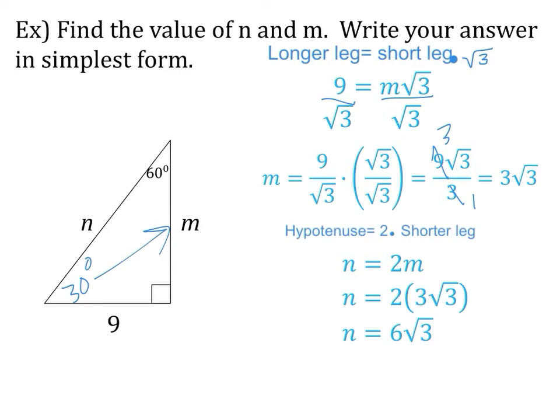So here to find n, we know that the hypotenuse is always equal to twice the length of the shorter leg. So we substitute n for the hypotenuse, and then 2 times m, the shorter leg. We just figured out m, which is 3 square root of 3, so we're going to substitute 3 square root of 3 in place of m. And here we have a 2 times a 3, and we want to multiply those together. They're both on the outside of the radical, so they can be multiplied together. The 3 is on the inside of the radical, and therefore cannot be multiplied by any number on the outside. So the length of the hypotenuse is 6 square root of 3.